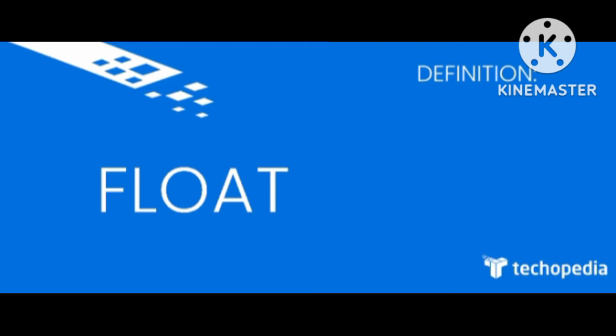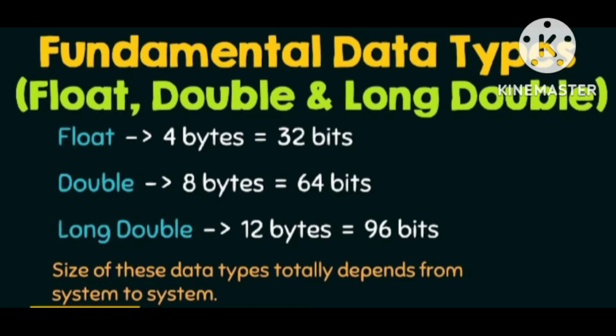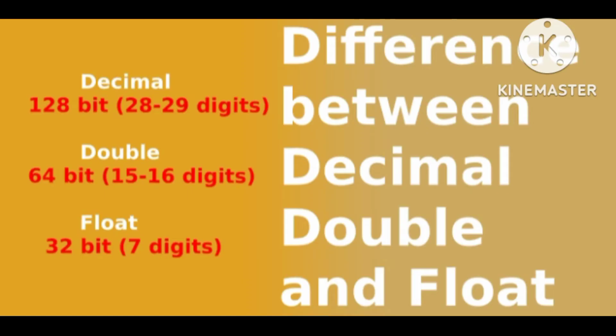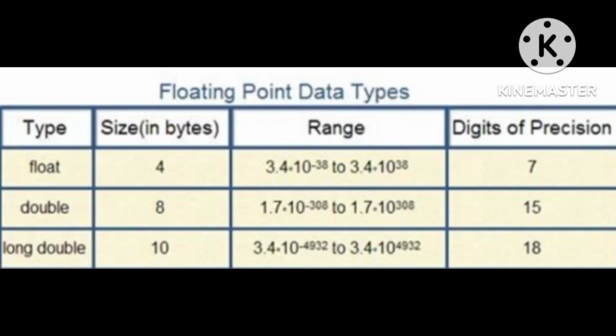And the second one is float. This float data type allows variables to store decimal values and integer values with single precision. Float means it stores the integer part and fractions with single precision. It is declared with the keyword float. And what is double? Double means it stores the integer part and fractions with double precision. It is declared with the keyword double. This is the table of floating point data types.